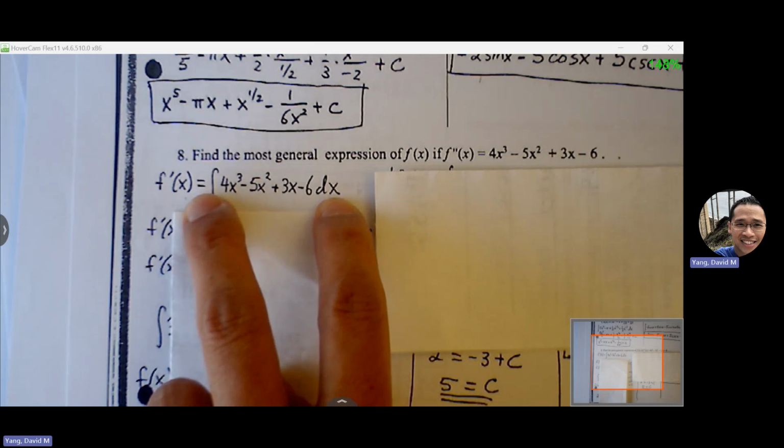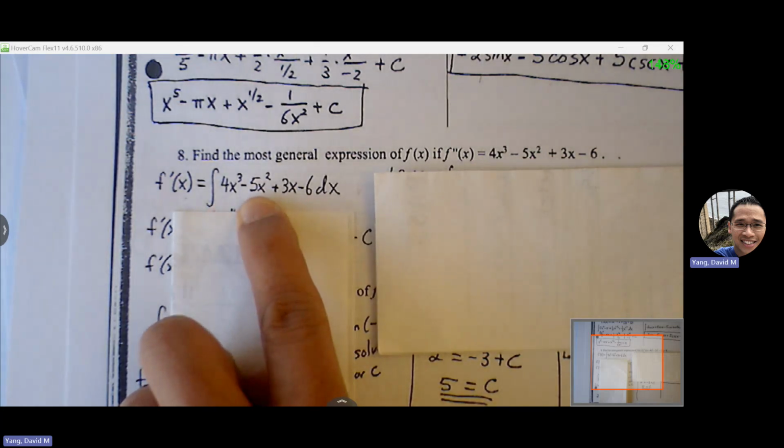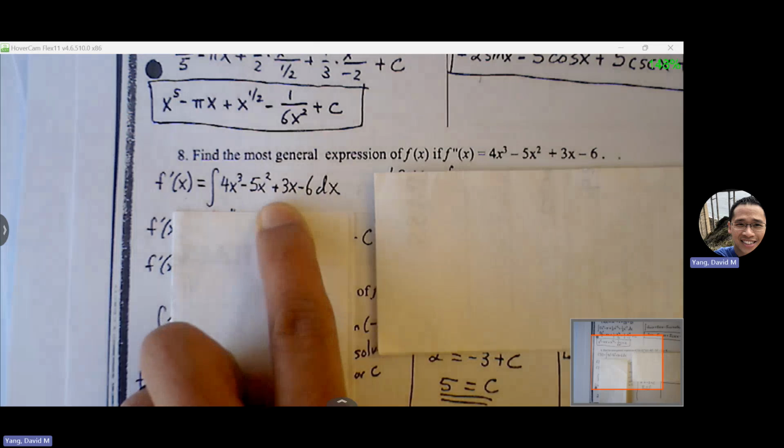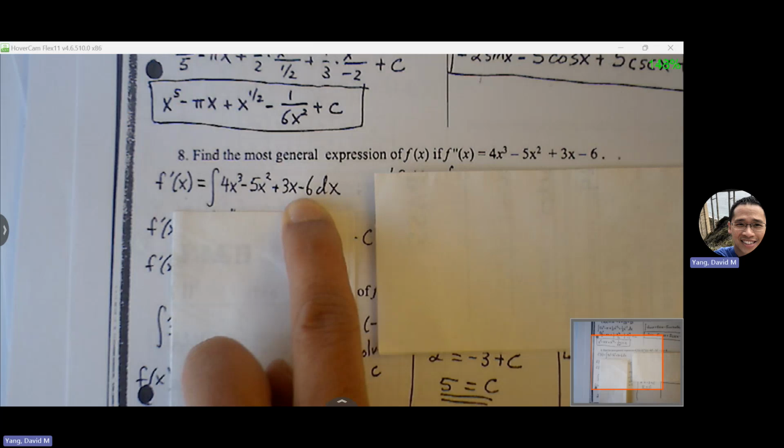So now we can go through the power rule. Every term will go through our power rule. So 4x cubed becomes 4x to the 4th over 4. 5x squared becomes 5x cubed over 3. 3x becomes 3x squared over 2. 6 becomes 6x. And then we also need a plus what? C. Plus C.